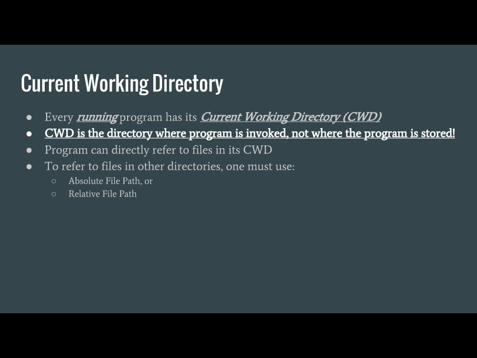So that's convenient. The program can always refer to the files that are in the current working directory. But what about the files that are not in that directory? Because we have so many directories. So we have two ways to do that. We can use an absolute file path or a relative file path.